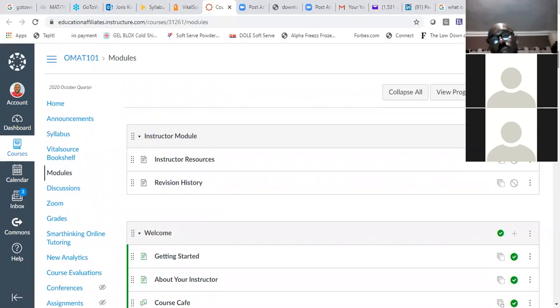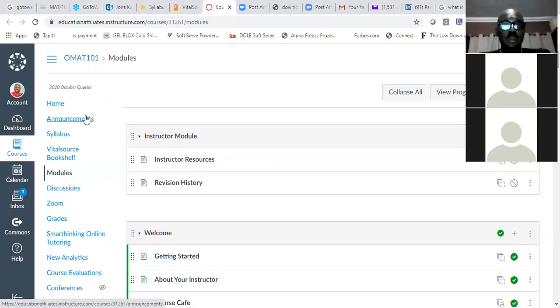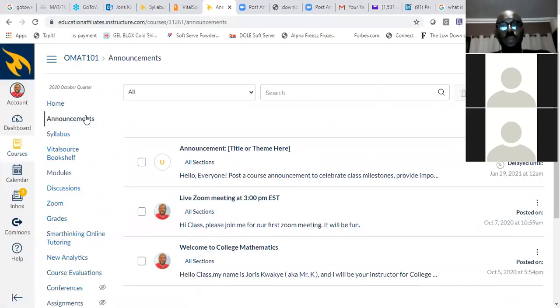Obviously, as soon as you log into Canvas, into the classroom, the first thing you want to do is click on announcements, because if there's anything new going on, it's going to be an announcement. So that's the first thing you always want to do. Don't forget to always click on announcements.